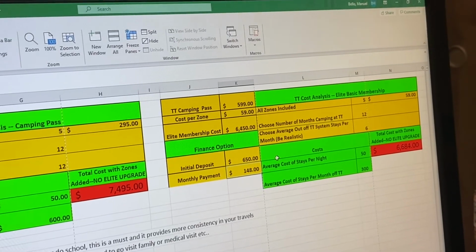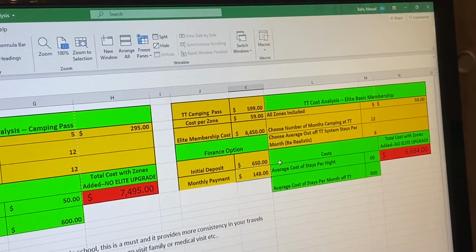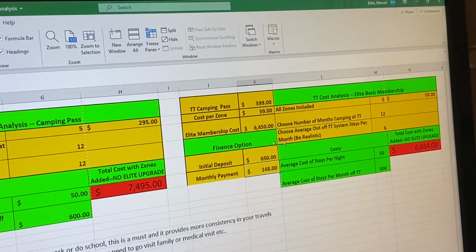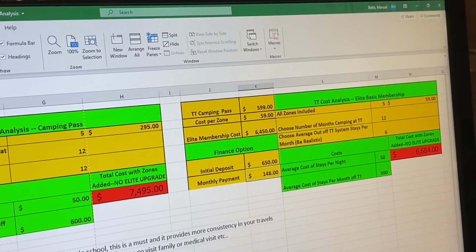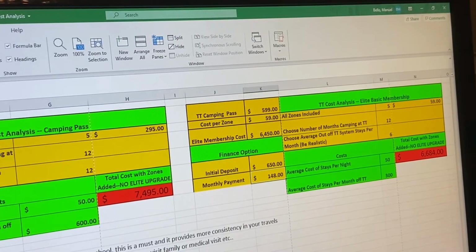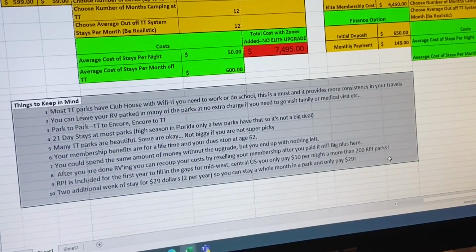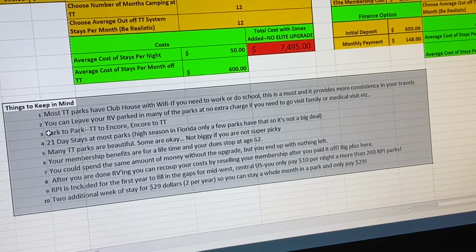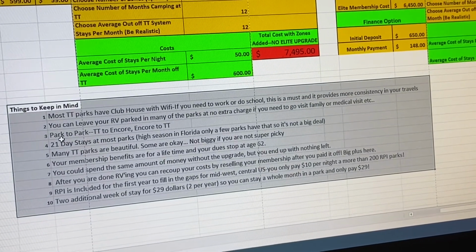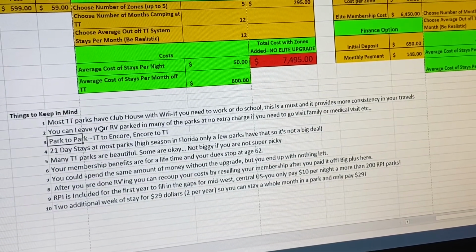So why would we do the Elite Basic? What are the advantages? We get to stay 14 days or 21 days, and we can still go park to park. Right. So down here, I put the benefits of the Elite membership, and why we decided to upgrade.